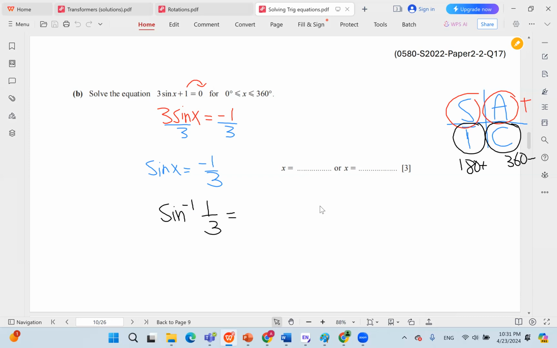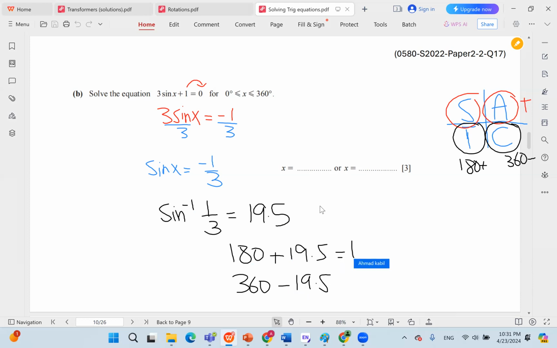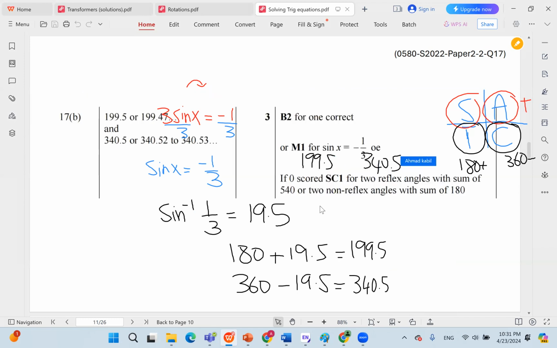This equals 19.5. This is the calculator value. This is quadrant A. We're not going to take that into account. We're going to do 180 plus 19.5, 360 minus 19.5. So this gives us 199.5. And this here gives us 340.5. These are our final answers. So we just write them down, 199.5 and 340.5. These are the correct answers here as well.